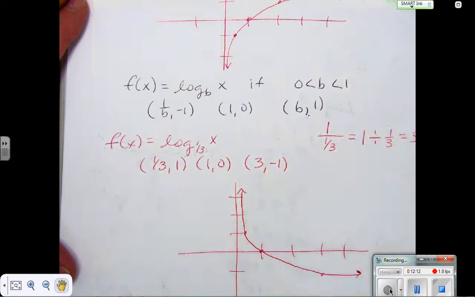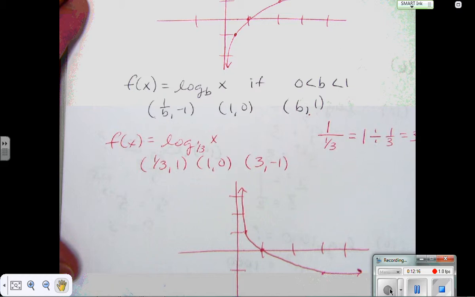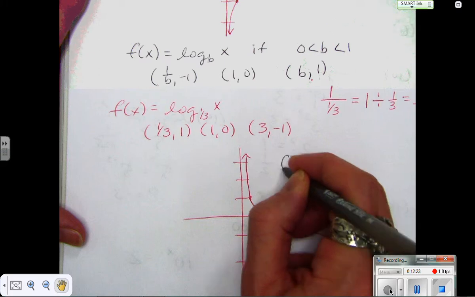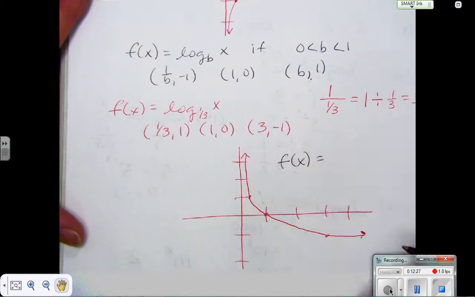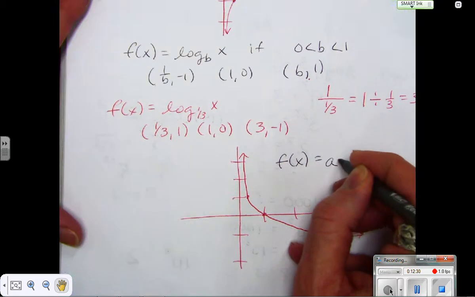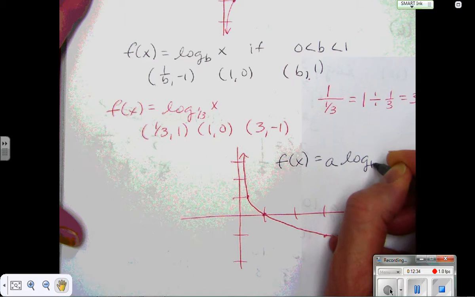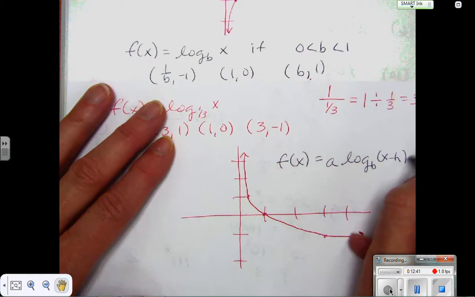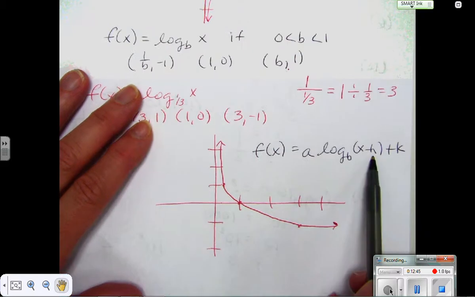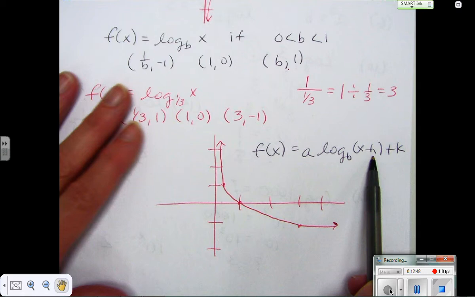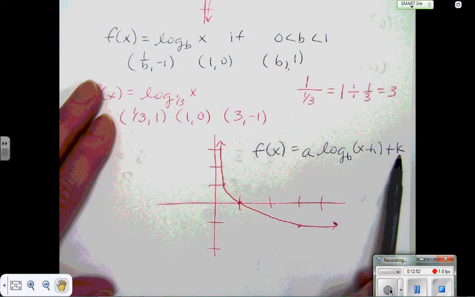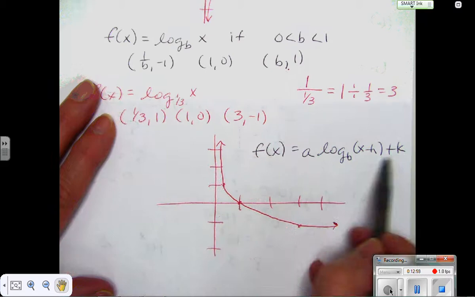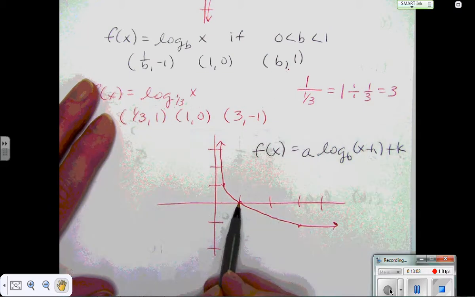Now there are some transformations that can take place. In generic form, your transformation equation would be f of x equals a times log base b of x minus h, plus k. So the h is going to cause your graph to move left or right, and the k will cause your graph to move up or down. The point that I use to move the graph around is the point 1, 0, because that always stays the same. So when you have a transformation going on, you can think, okay, it's going to start here, and then the h is going to make that move left or right, the k is going to make it move up or down.